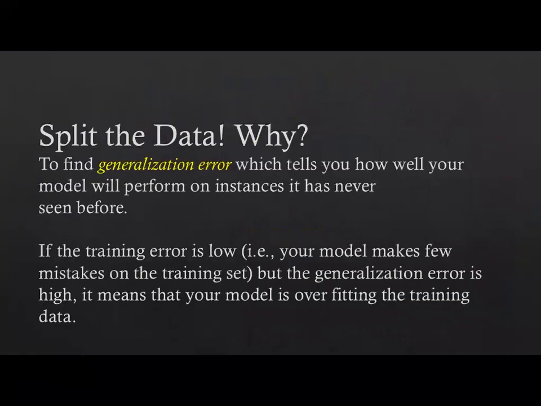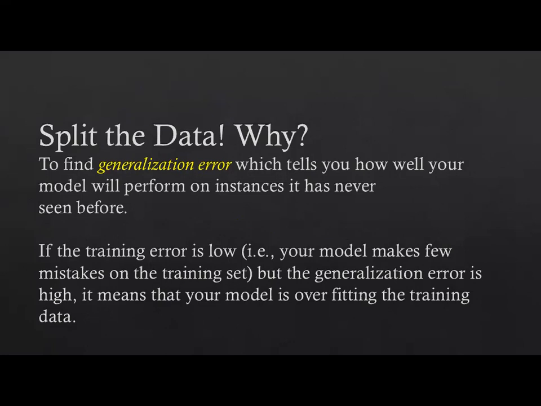Split the data, why? To find the generalization error, which tells you how well your model will perform on instances it has never seen before. For instance, you have, let's say, 100 records. If you train with all 100 records, you will not know how well it will perform on future data or unseen data. So for that, we will divide the data we have into testing data and training data. That is called splitting the data.